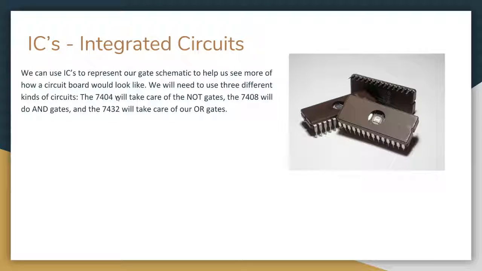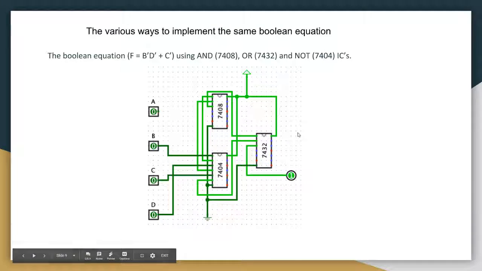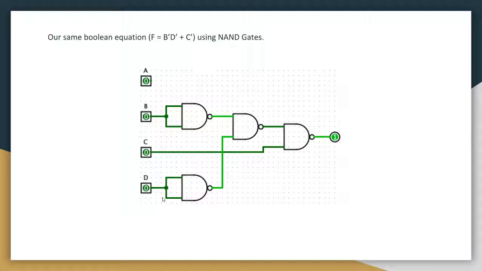Each one corresponds to a different gate, one to NOT, one to AND, and one to OR. Here's the NOT gate, here's the AND gate, and here's the OR gate. After we implement this, you should get something like this using our Boolean equation. The inside of each of those integrated circuits should look something like this. These should be powers and these should be grounds on each of the circuits.